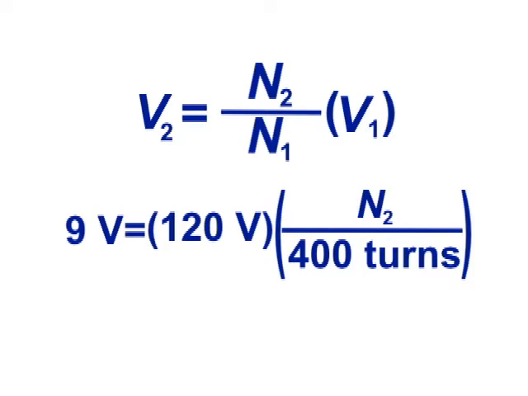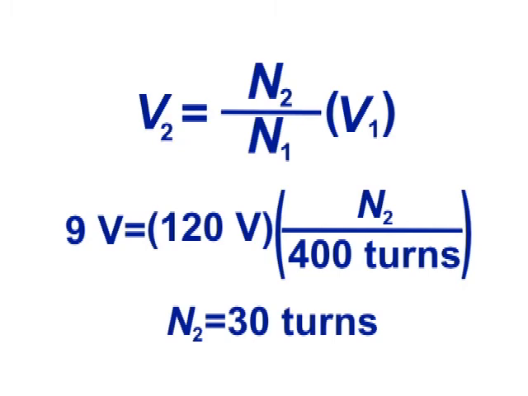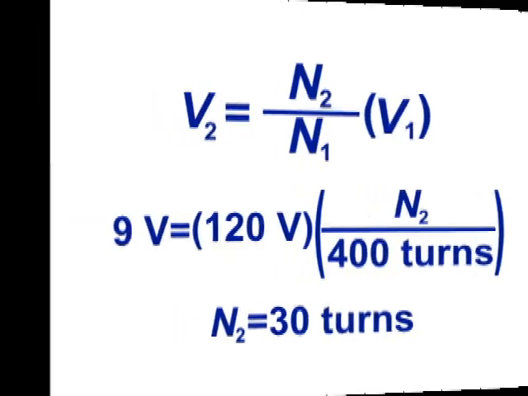That was handy. So if I solve for N2, is it going to be bigger or smaller than 400? Smaller. It's a step-down transformer, and so it's got fewer turns of wire on the secondary. If we solve for this, I get 30 turns of wire. And it's quite a big reduction in the number of turns because it's quite a big reduction in the voltage. What are the voltage and current in the primary? That's the next piece that we want to solve.